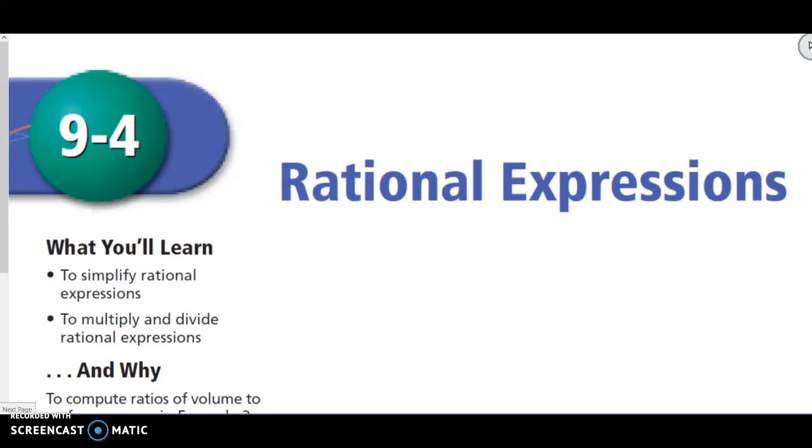Hey guys, this is 9-4. We're going to get all of the examples into one day, and I will try to get as many in this lesson or in this video, but I might have to break it up into two. Alright, so rational expressions, we are going to simplify them, state their restrictions, which is going to be your points of discontinuity, and then we're also going to multiply them and divide them. Okay, so here we go.